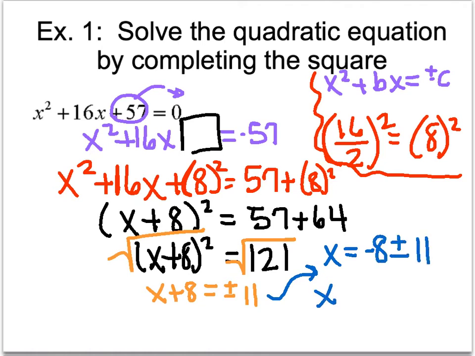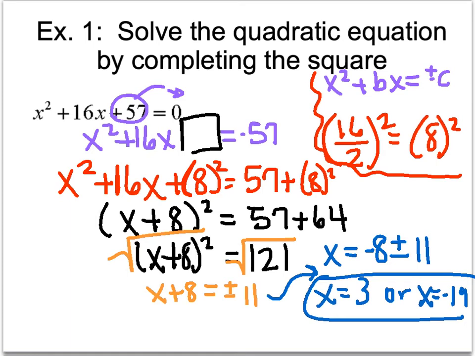So if I do negative 8 plus 11, I get 3. If I do negative 8 minus 11, I get x equals negative 19. And so there's our final two answers.